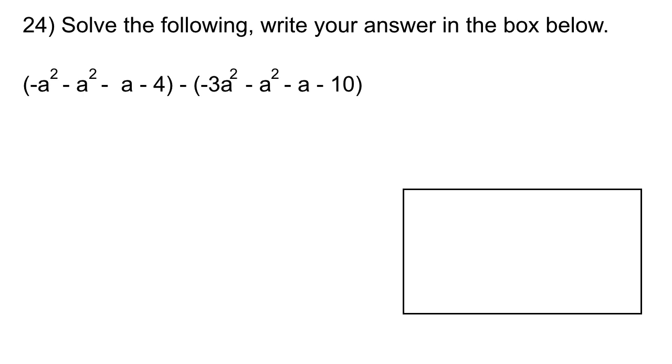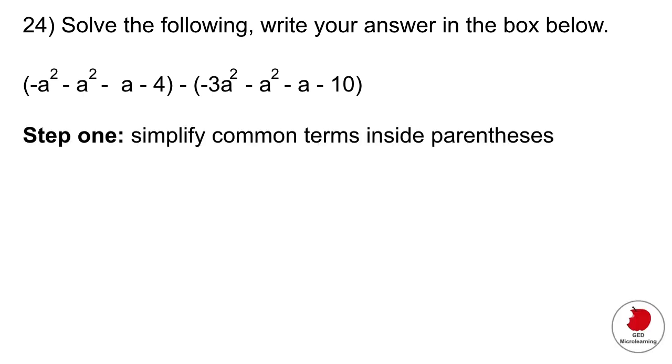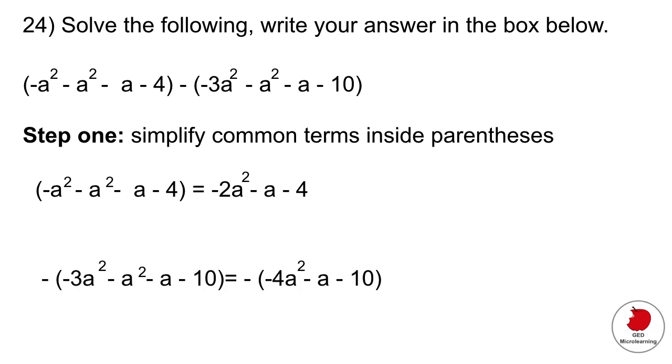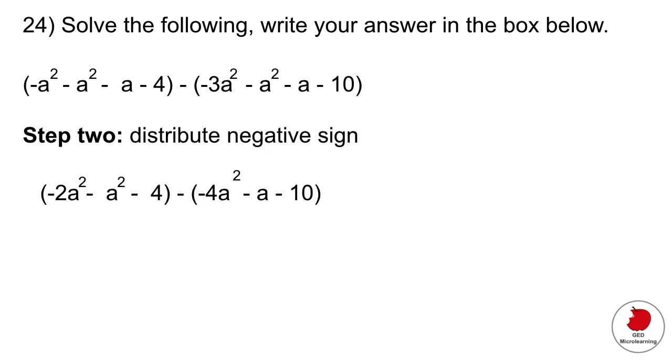All right, question 24 is also subtracting polynomials, but once again, if you look at the parentheses, you can see that there are actually common terms in both parentheses. So the first thing that you want to do is clean these up a little bit and rewrite your equation. Okay, so the parentheses on the left, simplified, would be minus 2a squared minus a minus 4. And the one on the right side would end up being minus 4a squared minus a minus 10. Okay, so if we rewrite the equation, now a little bit cleaned up, that's the new equation. Okay, great.